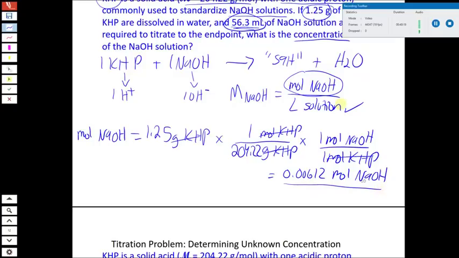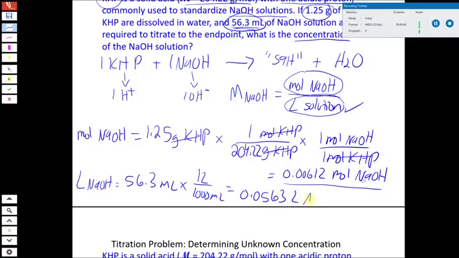And then the other piece that we need is liters of solution. We didn't give that to you directly, but we have milliliters. So the liters of our NaOH solution that we added is going to be 56.3 milliliters. That's the amount we added to reach the endpoint. And then 1 liter over 1,000 milliliters. All right, so we added 0.0563 liters of our solution. So that's the volume that we're going to use to calculate molarity.